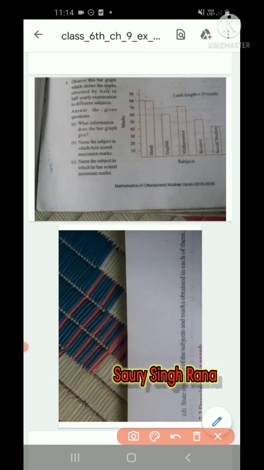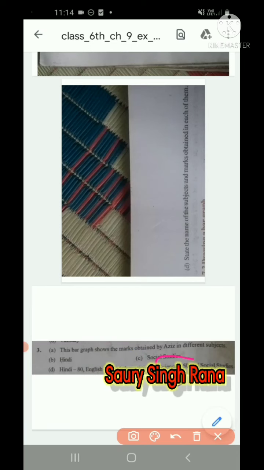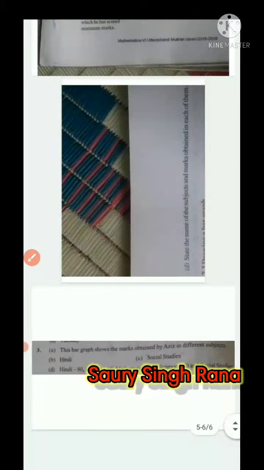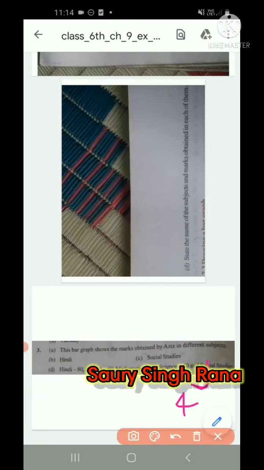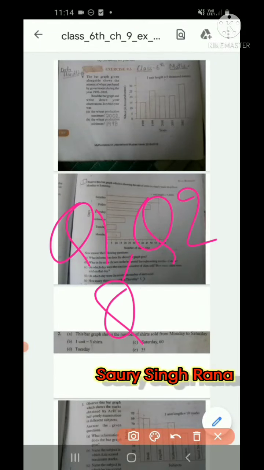Now let us match our answers. So what does it say? In Hindi 80 marks, English 60 marks, mathematics 70 marks, science 50 marks, and social studies, let us see. In social studies he got, we draw a line, he got 40 marks. So this is how we read a graph and answer the questions. So today exercise 9.3 is complete: question number 1, question number 2, question number 3.